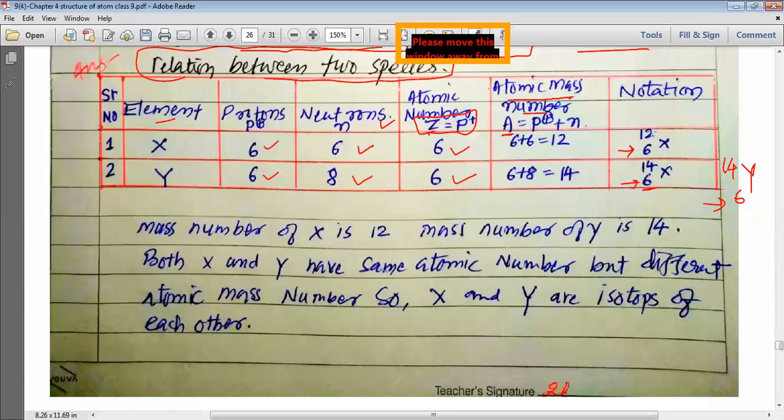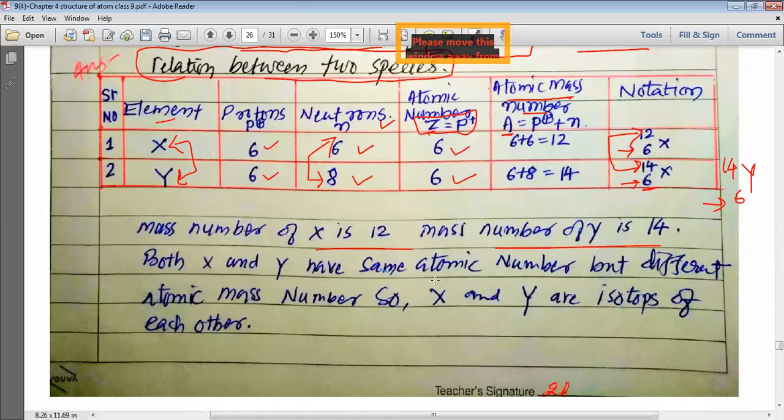And now you can see that both these elements have the same atomic number but different atomic mass number, and that is why we can say that those elements which have the same atomic number but different atomic mass number are called the isotopes of each other. This X and Y are not actually different elements, they are nuclei of the same element, and that is why they have the same number of protons but different numbers of neutrons. So let us understand: mass number of X is 12, mass number of Y is 14.